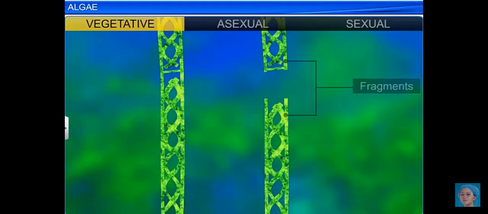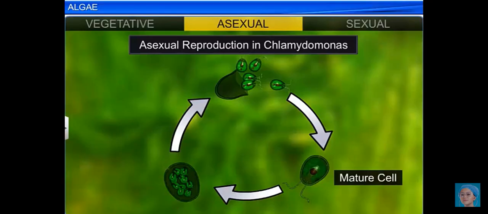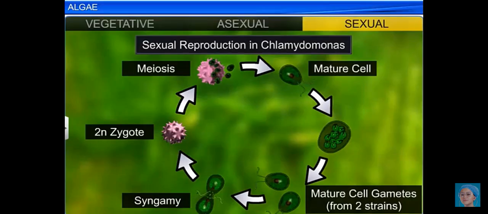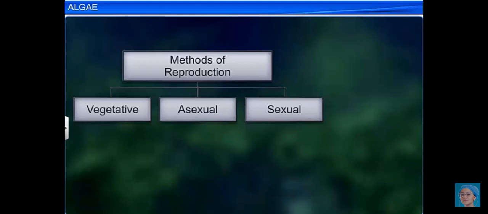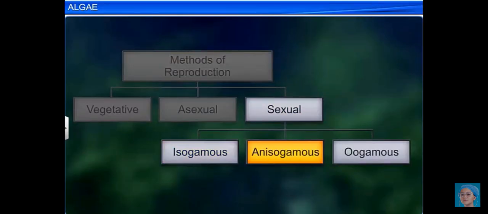Vegetative reproduction occurs by the process of fragmentation, wherein each fragment develops into a thallus, while asexual reproduction takes place through spores like zoospores. These spores are flagellated and germinate into new plants. During sexual reproduction, two gametes fuse to form a new organism. Based on the size of the gametes, sexual reproduction can be further divided into isogamous, anisogamous, and oogamous reproduction.